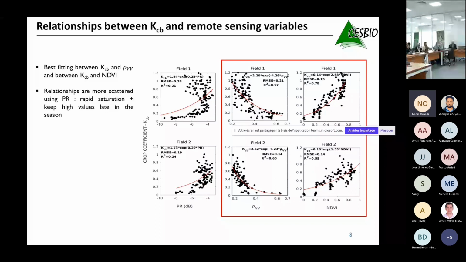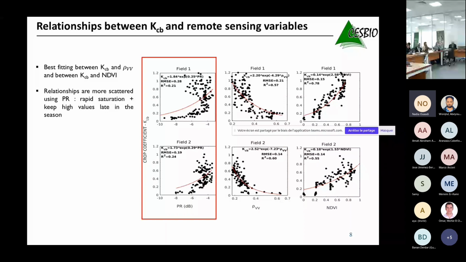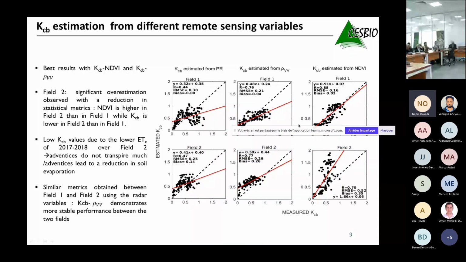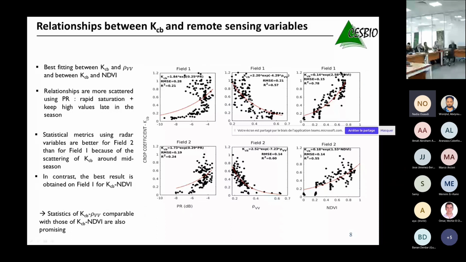While using the polarization ratio, the relationships are more scattered, and that could be related to the quick saturation of the relationships, in addition to the polarization ratio keeping high values late in the season. Now, if we compare the results obtained from both fields, we can see that the best results for field 1 are obtained using the NDVI, while for field 2, the best results are obtained using the interferometric coherence.